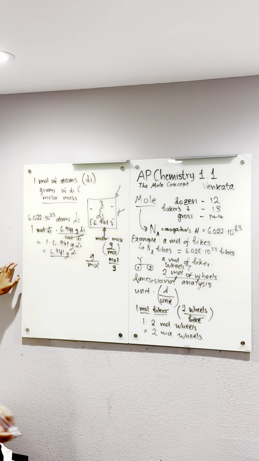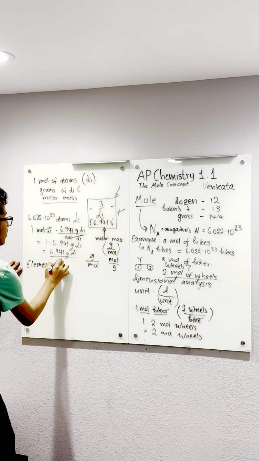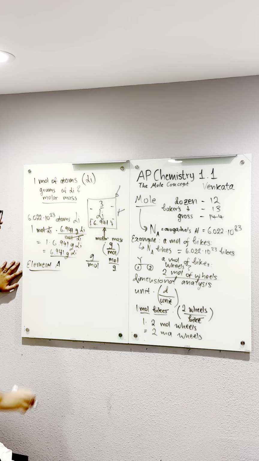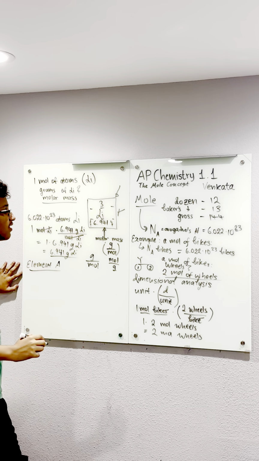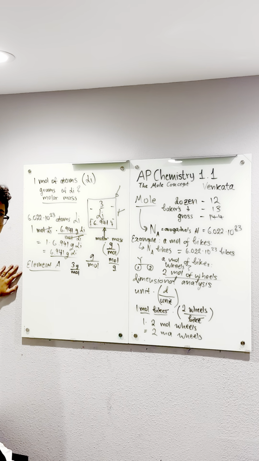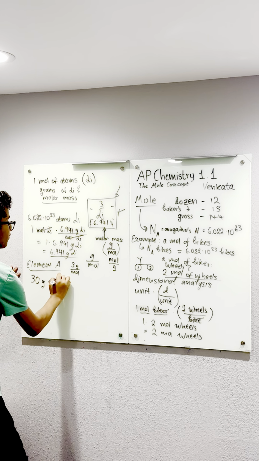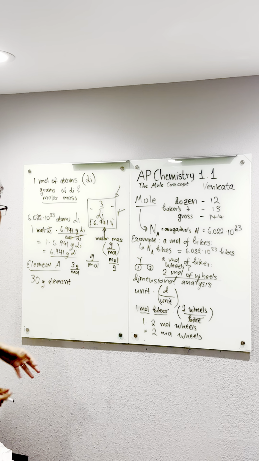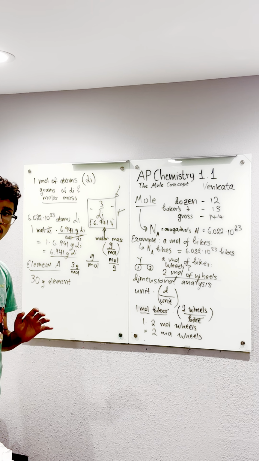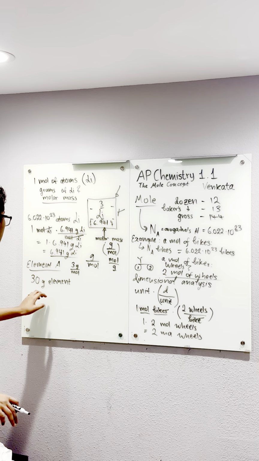So, for example, let's come up with a fictional element A. Element A is our fictional element, all right? And let's say that it has a molar mass of 3 grams per mole. Now, let's say that we have 30 grams of element A. How do we figure out the number of moles of element A that we have? How many moles of element A do we have? I encourage you to pause and try to figure this out on your own.